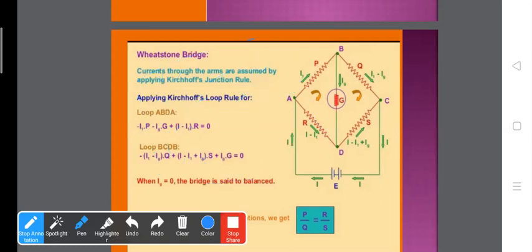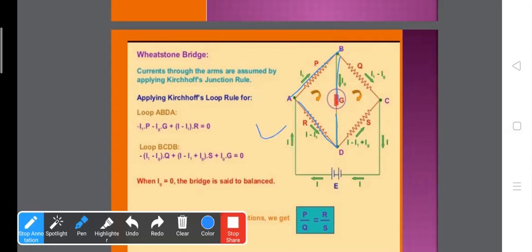It can be deduced by applying Kirchhoff's rules that we discussed in our previous video, right? So take the closed loop A, B, D, A. Take this loop A, B, D, A. Now apply Kirchhoff's second law, the loop law. Clear?